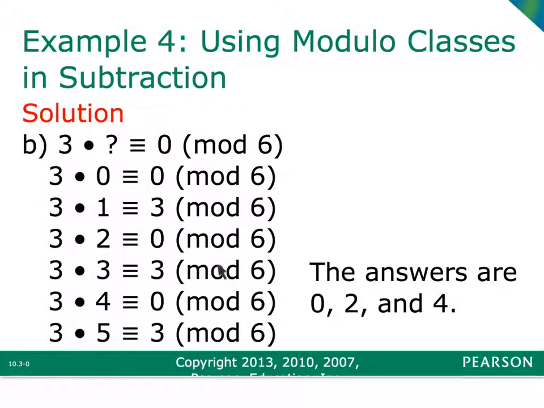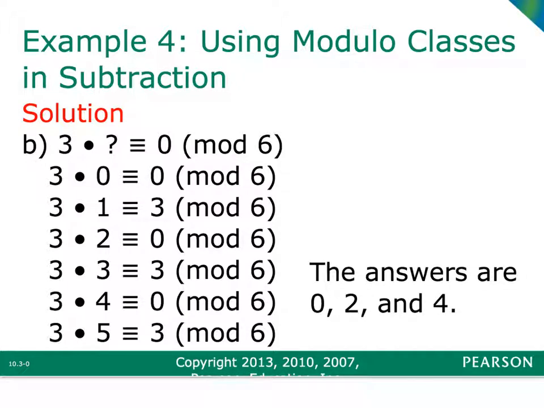And again, we can do the same approach for B. So 3 times 0 is congruent to 0 modulo 6. 3 times 1 is congruent to 3 modulo 6. 3 times 2 is going to give us 0 modulo 6, because 3 times 2 is 6, and then we have to subtract 6. 3 times 3 is 9. Take away 6, you get 3. 3 times 4 is 12. Take away 6 twice, and you get 0, because we can only use 0 through 5. And then 3 times 5 is 15. If we take away 6 twice, we get 3. So we actually get more than one answer here.